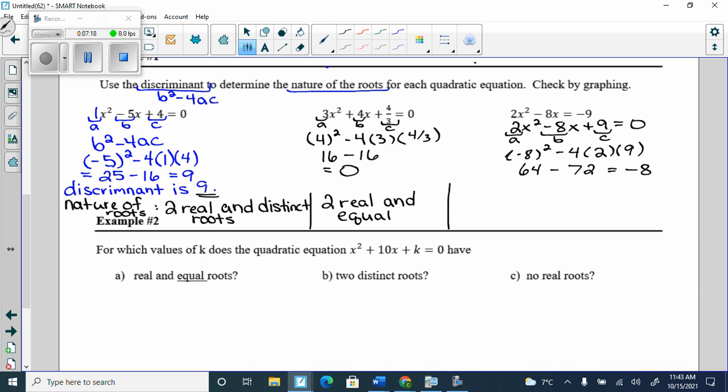And then when it's negative 8, that means there's no x-intercepts, correct? So the number of x-intercepts would be 0. But the nature of the roots would be non-real roots. Or you could say no real roots.